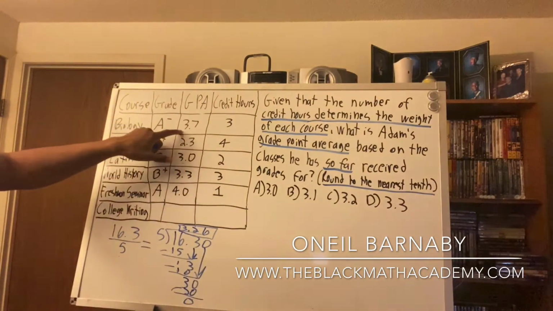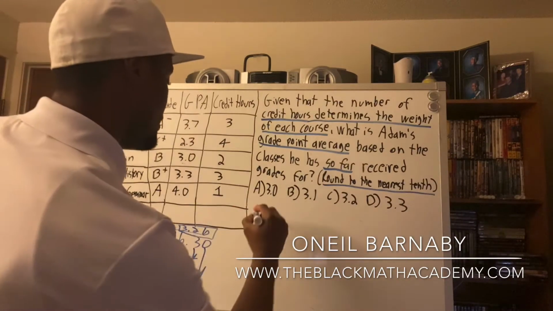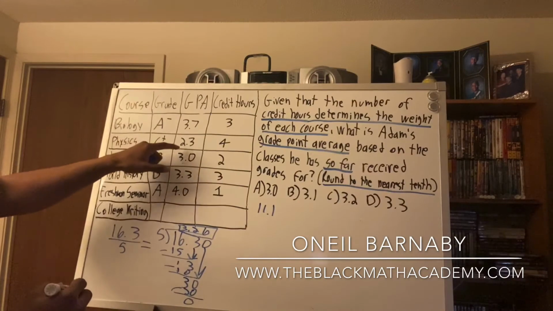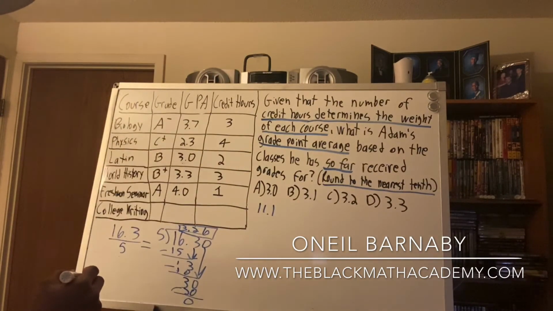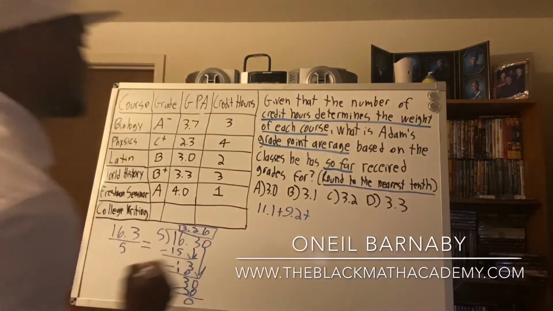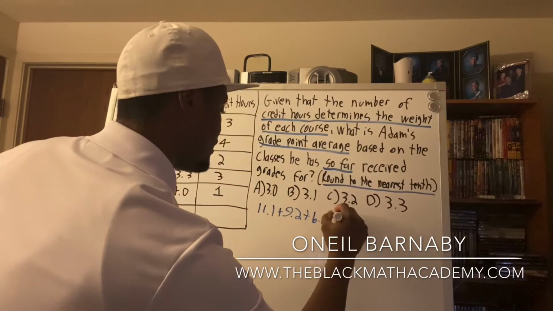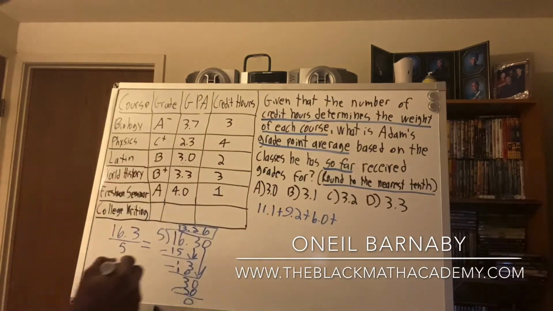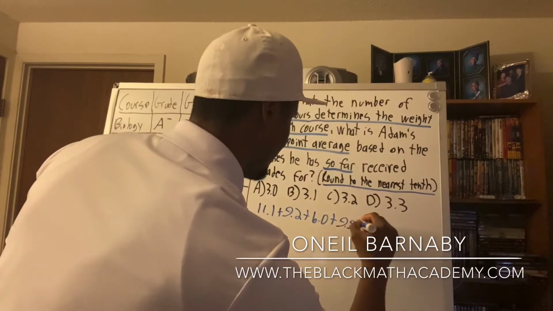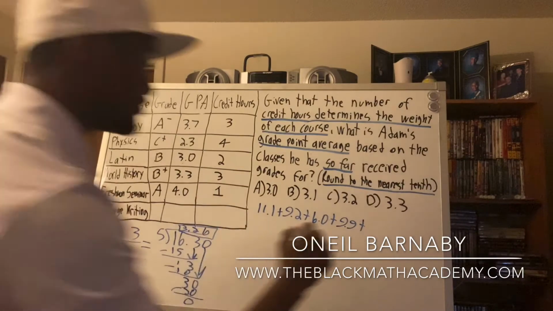So 3.7 times 3 is 11.1. 2.3 times 4 is 9.2. 3.0 times 2 is 6.0. 3.3 times 3 is 9.9. And 4.0 times 1 is just 4.0.